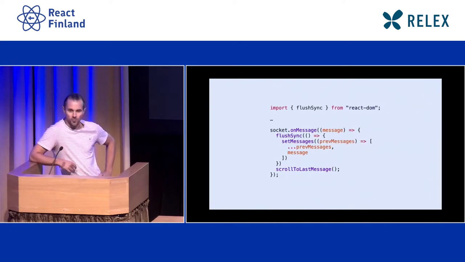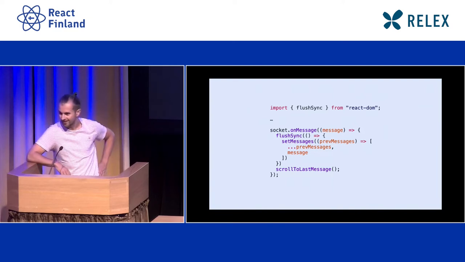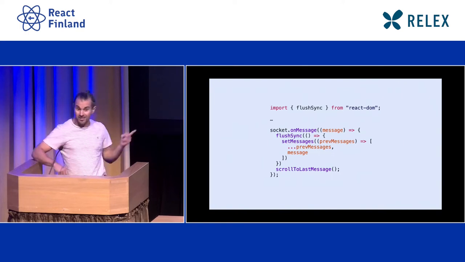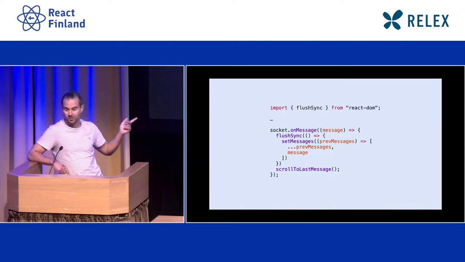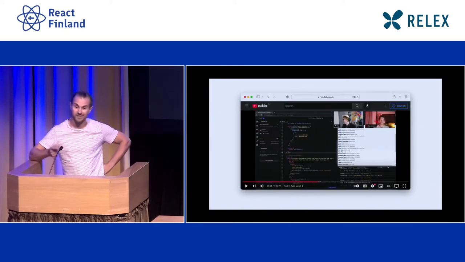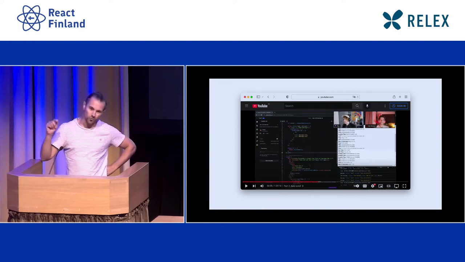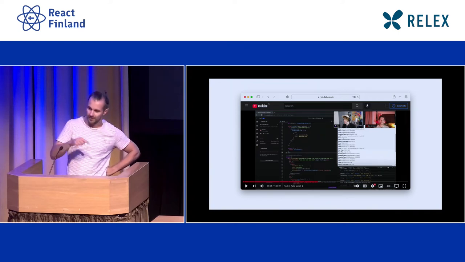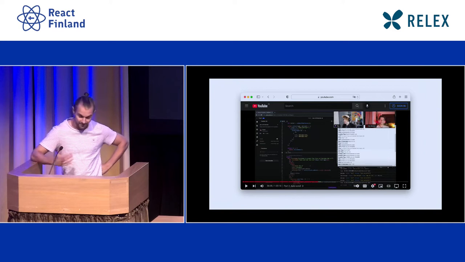So for example, do you know that with flushSync from React DOM, you can actually force React to flush everything? So in this example, you can update your messages in the chat and then scroll to the last one. This works. You don't need an effect for it. It's fantastic. I actually missed that one. Someone in the workshop told me about it. Why did I miss it? Because it was on YouTube. It was tweeted as a YouTube video, but I don't watch all the YouTube videos that they are tweeting. So sometimes you miss it, but I'm glad it was pointed out in the workshop.